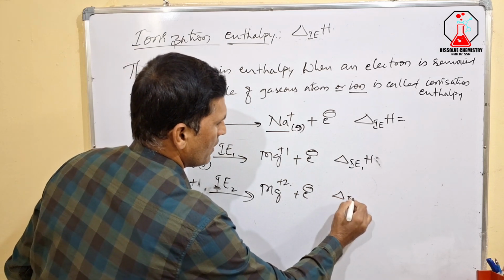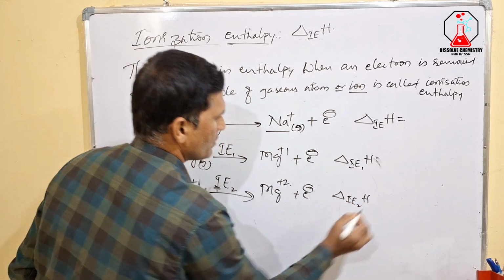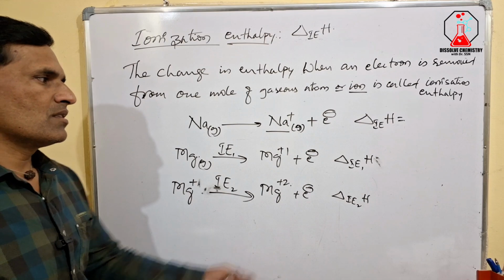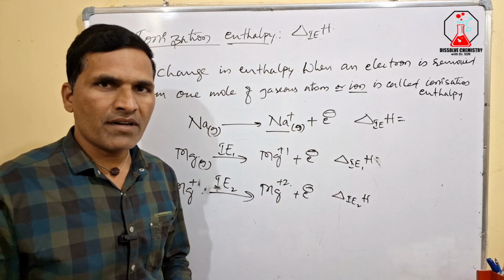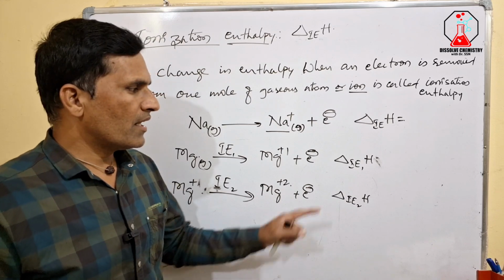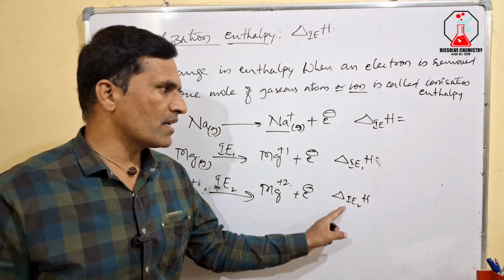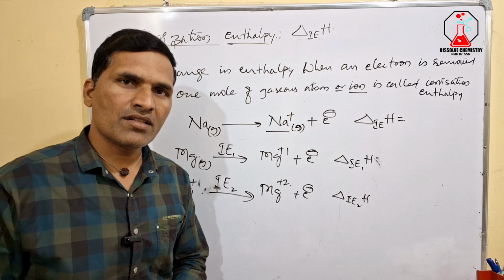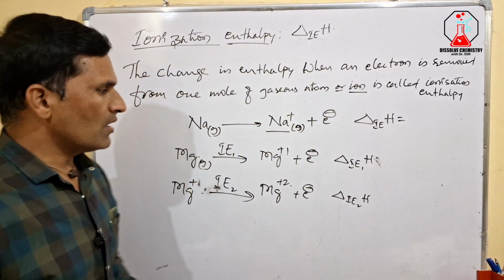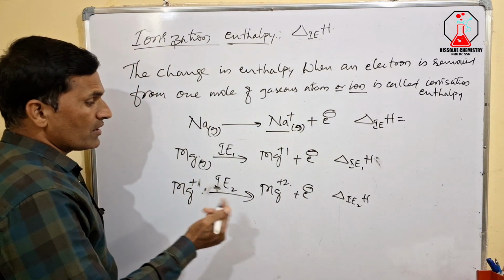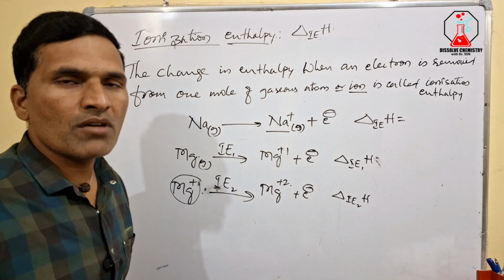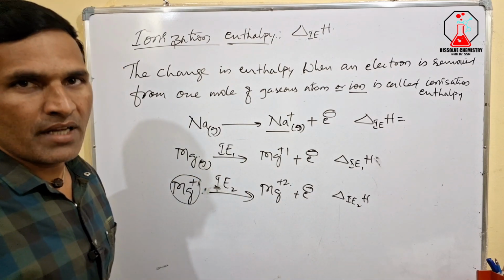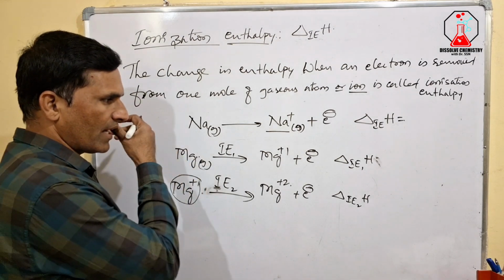So that is delta IE2H. Always remember that IE1 and IE2 will always be different values, and IE2 is always greater than IE1. What is the reason? Because removal of the second or third electron involves removal from ions, not from atoms. That's why it is high.